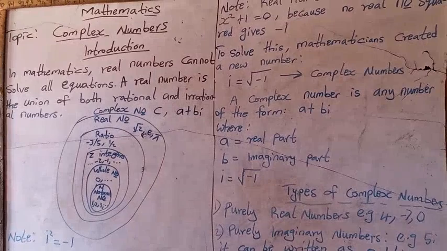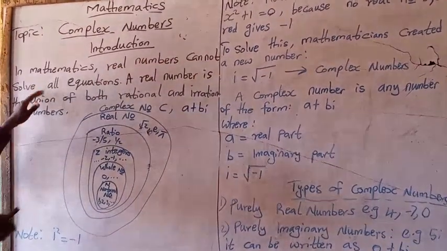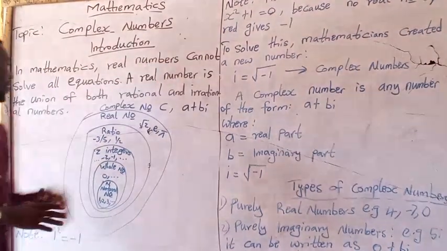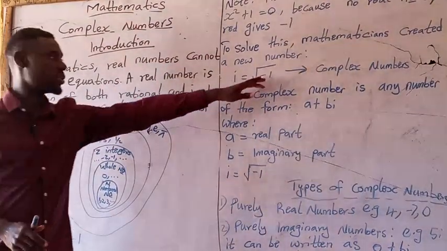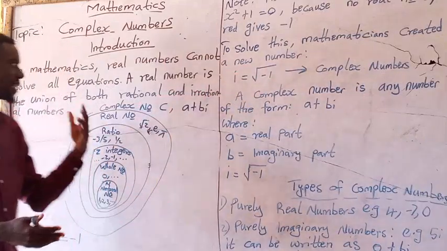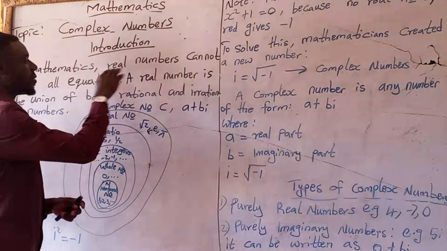So in mathematics, real numbers cannot solve all equations. That is true. Real numbers cannot solve the expression I just did on the board, this i equals to... where is this i coming from? You understand? It cannot be expressed by real numbers.